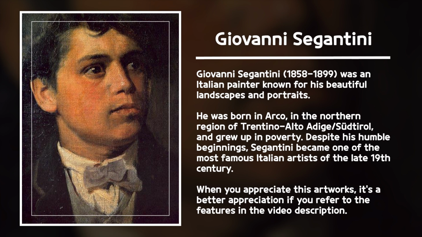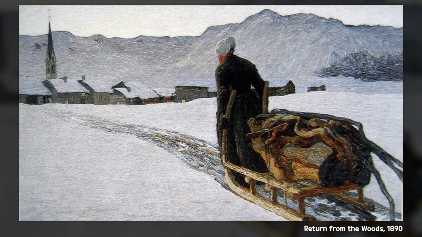The artwork I will introduce today is the work of Giovanni Segantini. Giovanni Segantini was an Italian painter known for his beautiful landscapes and portraits. He was born in Arco, in the northern region of Trentino-Alto Adige, Südtirol, and grew up in poverty. Despite his humble beginnings, Segantini became one of the most famous Italian artists of the late 19th century.